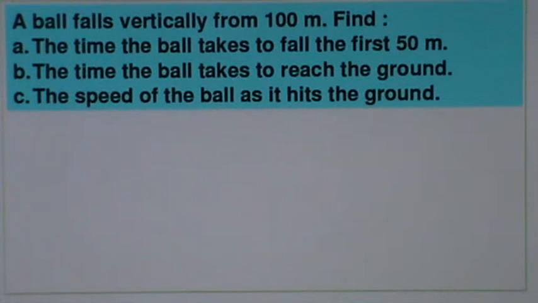Now we can see some sample problems related to the free fall motion. The first one here, a ball falls vertically from 100 meters. Find A, the time the ball takes to fall for the first 50 meters. B, the time the ball takes to reach the ground. C, the speed of the ball as it hits the ground.